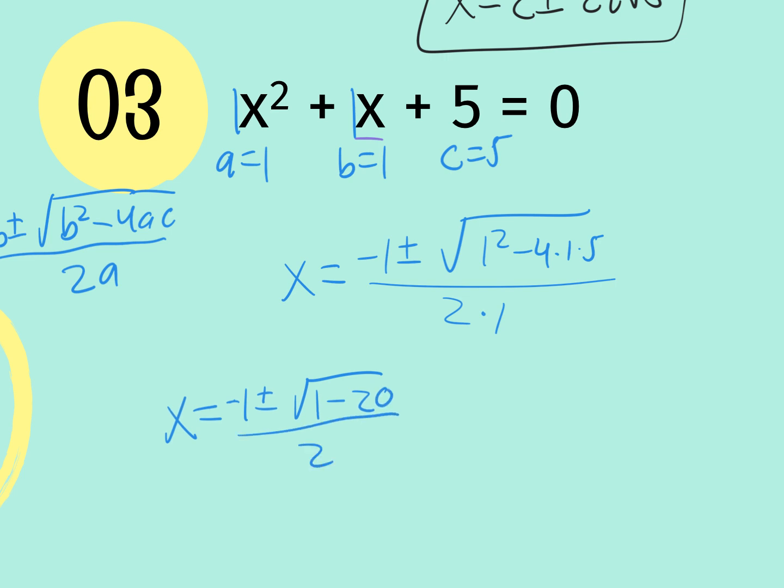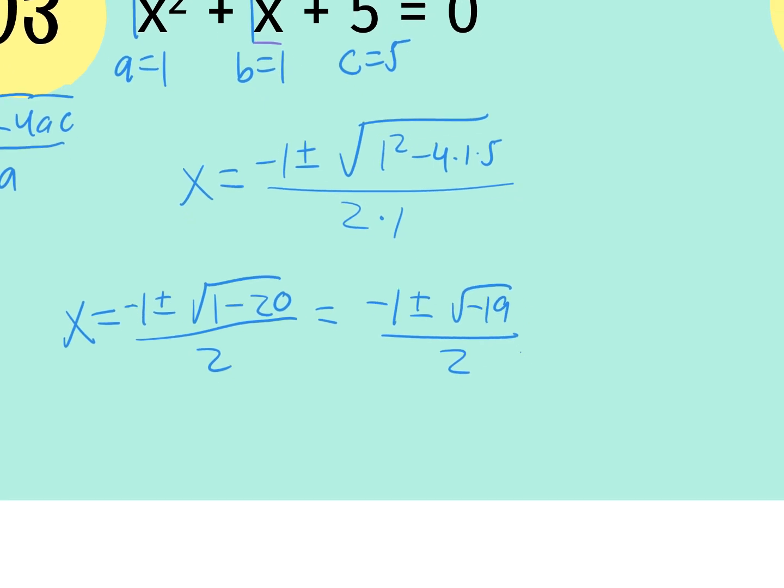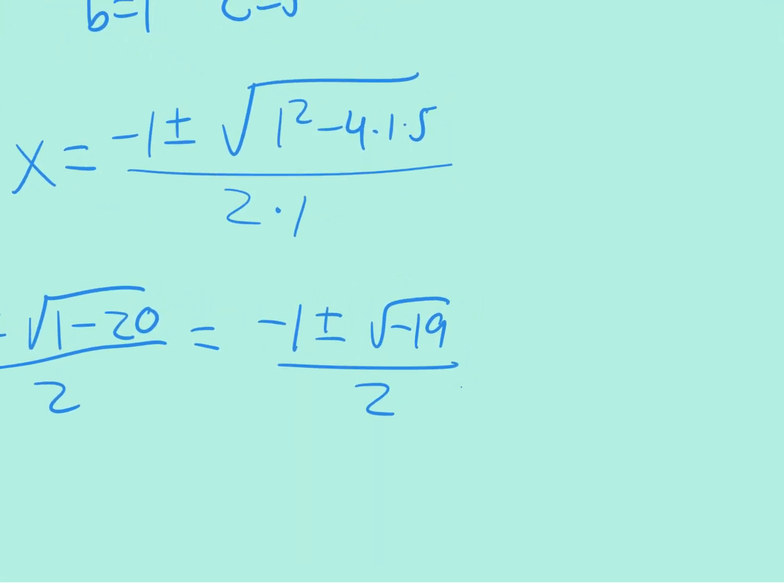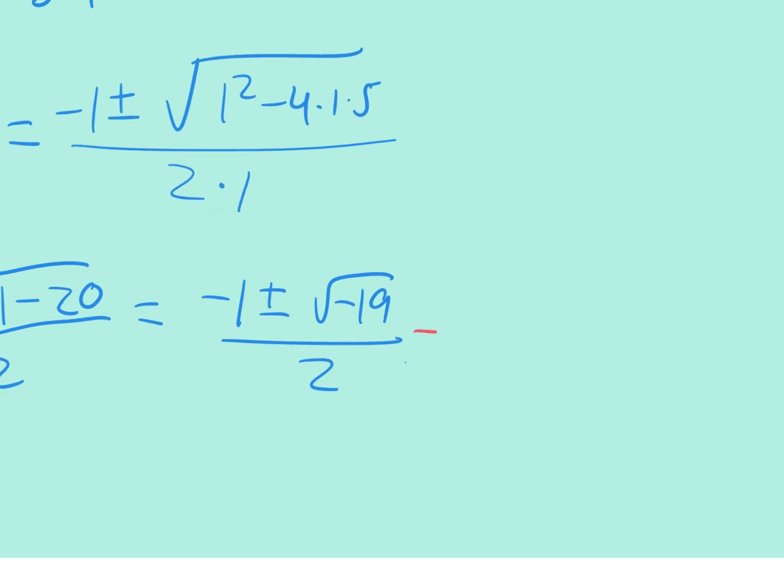And now let's simplify a little more. All right, so 1 minus 20 under the radical becomes negative 19. So we get negative 1 plus or minus the square root of negative 19 over 2. All right, if you're not comfortable with the steps that I take to get rid of that i, you can always just split it up.